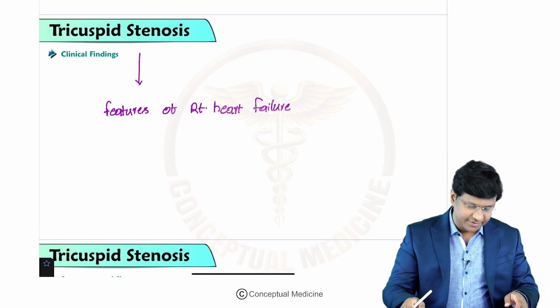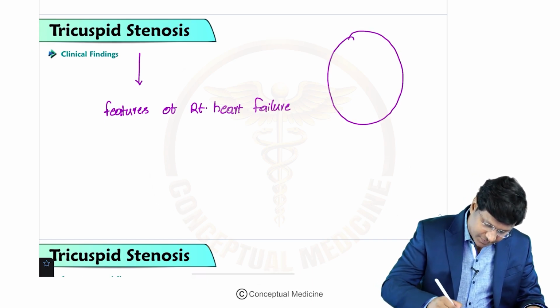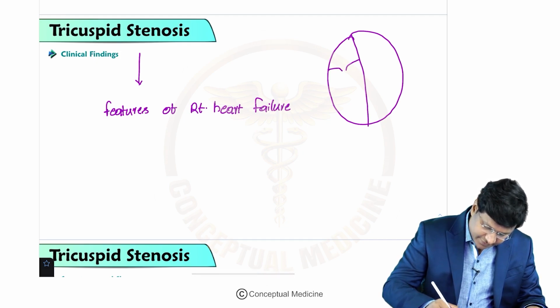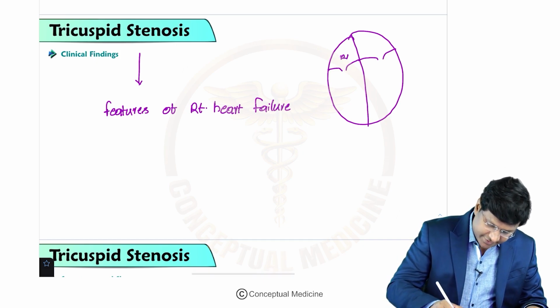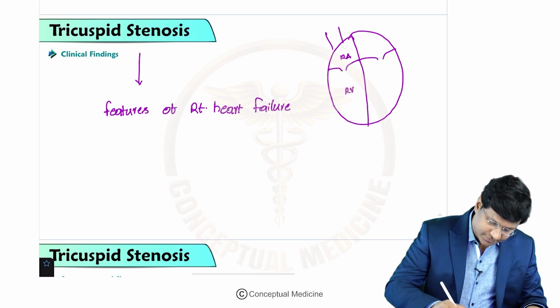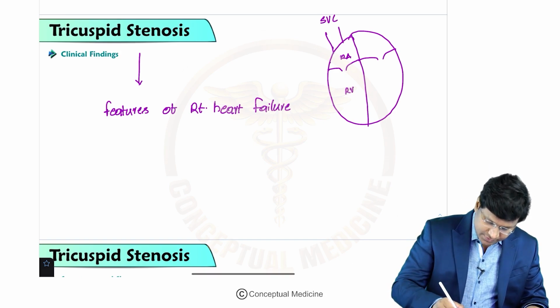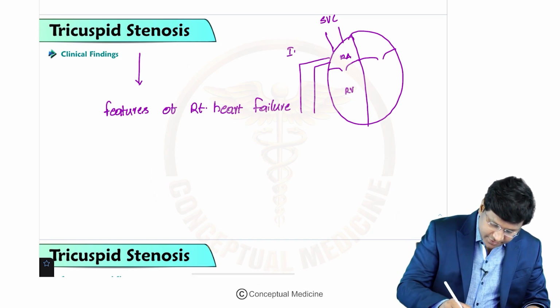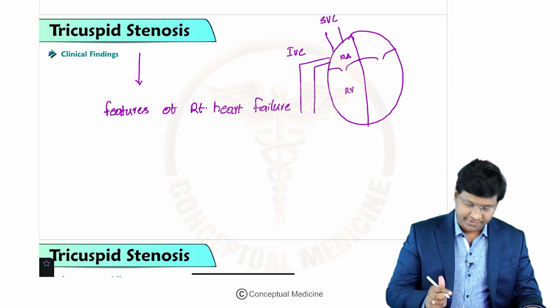Why is it that they have features of right heart failure? So this will be the four-chambered heart, and this is the tricuspid valve and this will be the mitral valve. So you have the right atrium and then the right ventricle. Into the right atrium, there is the opening of the superior vena cava, whereas the other important vessel which will open is the inferior vena cava.